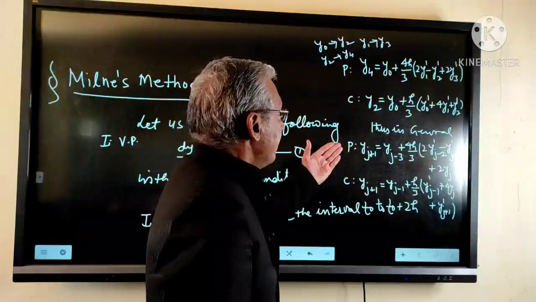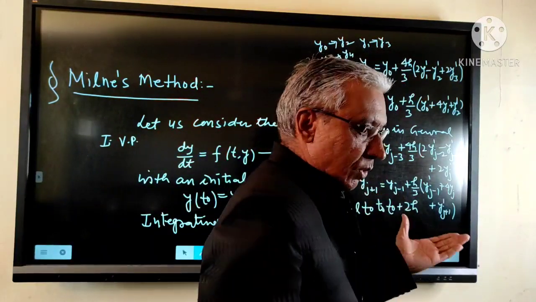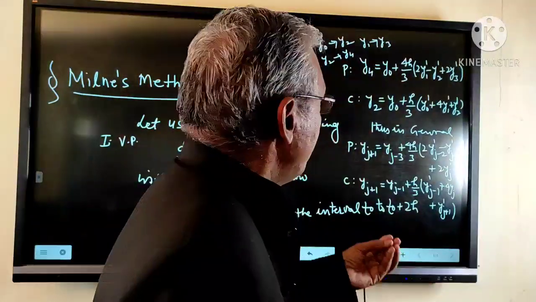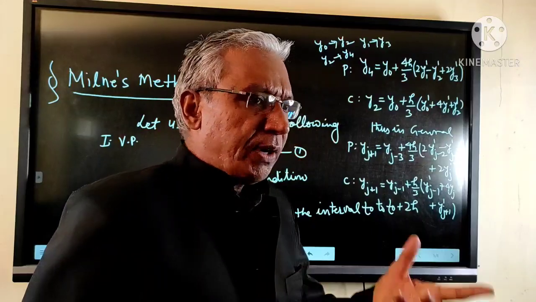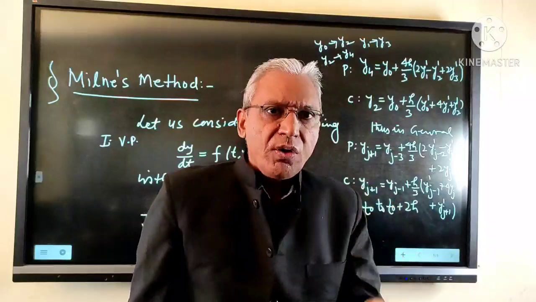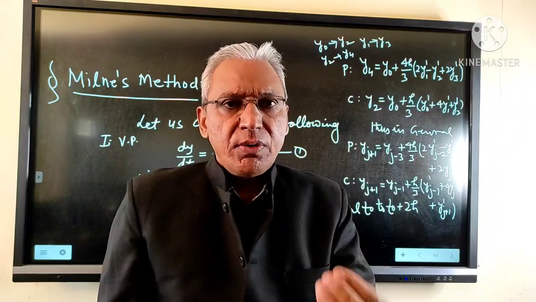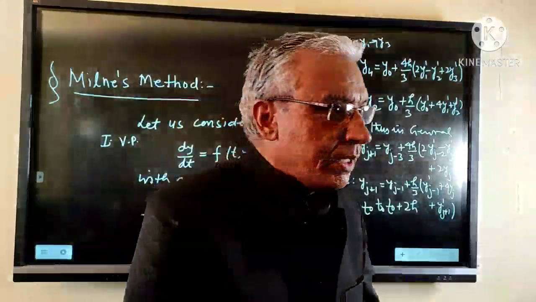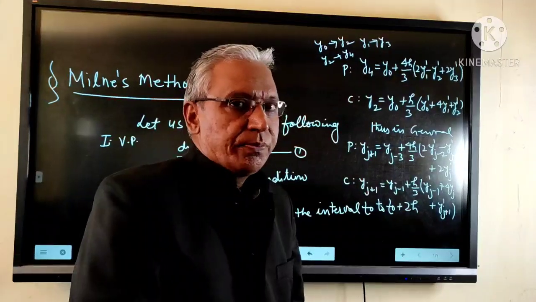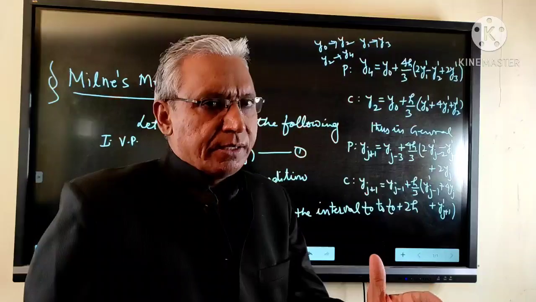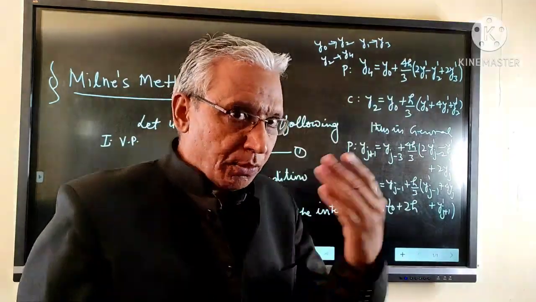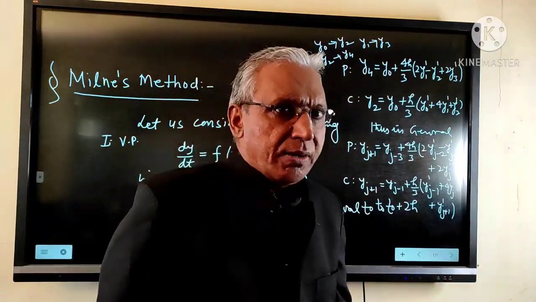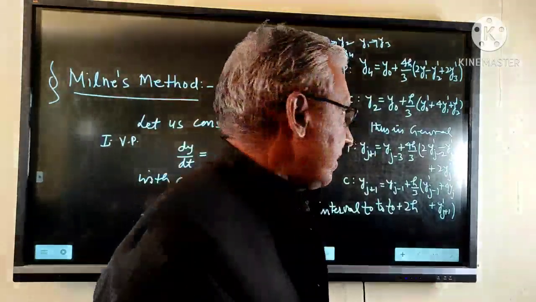This formula predicts the value of y4 when the values of y0, y1, y2 and y3 are known in advance at the values of t0, t1, t2 and t3. This predicted value of y4 can be corrected by the Milne's corrector formula. So to derive the corrector formula, first of all we take an initial value problem.